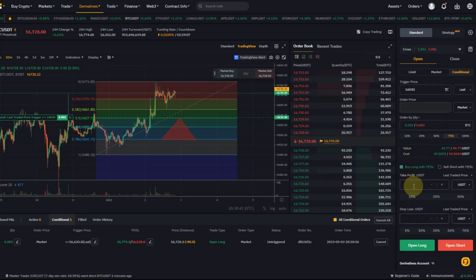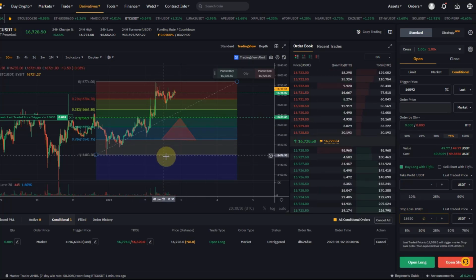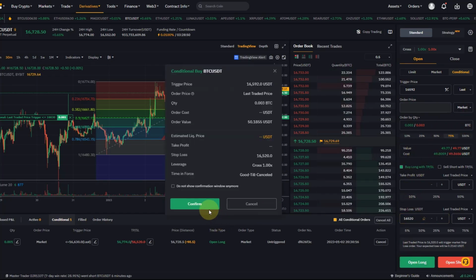And again, I want to set a stop loss, and that would be at the same level, 16,520. Maybe for this order, I don't want to set a take profit yet. And did I forget anything? No. And that's it. I set it.